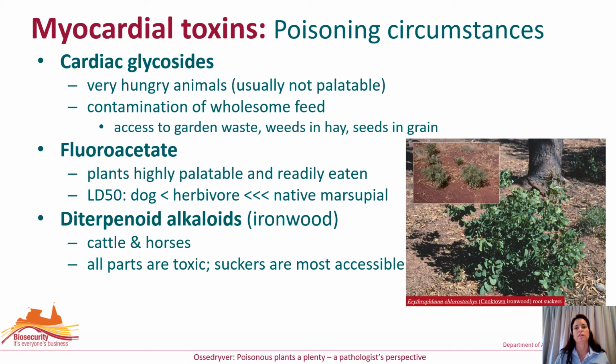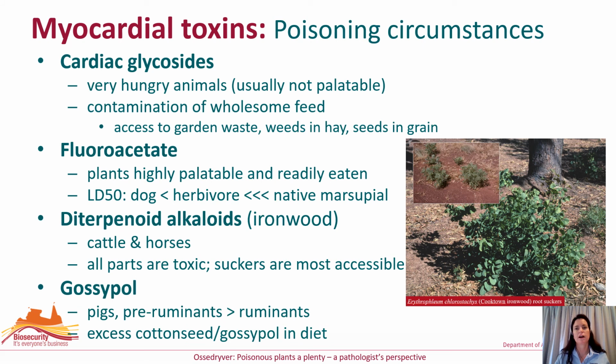Cattle and horses are susceptible to ironwood poisoning, and whilst all parts of the trees are considered toxic, poisoning is more often associated with suckers due to their accessibility. Pigs, calves and lambs are approximately 10 times more sensitive to gossypol poisoning than mature ruminants, so cases are most common in these animals or when cottonseed forms a large proportion of the diet, such as when drought feeding.